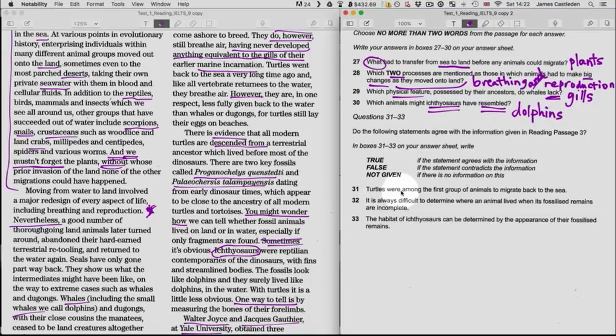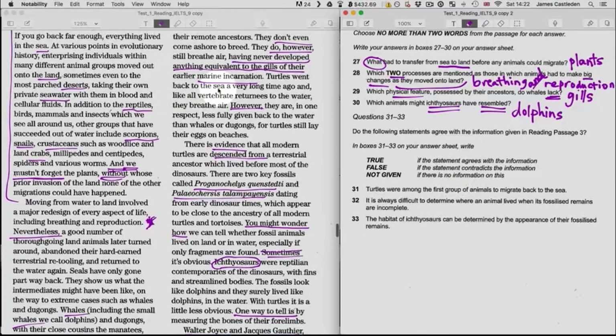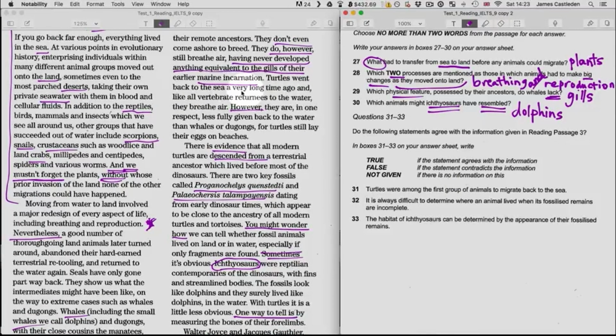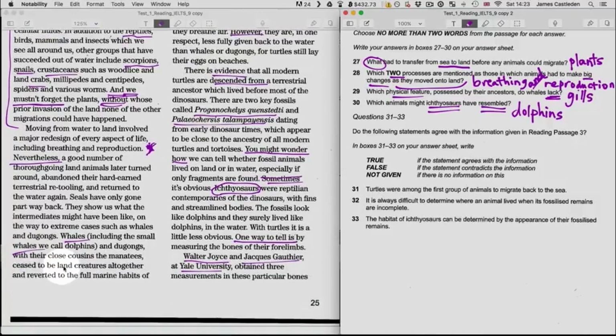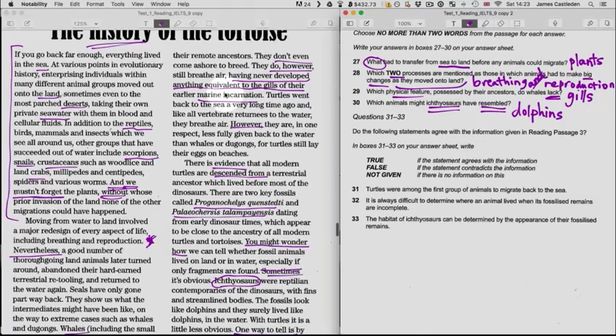Okay, good. Turtles were among the first group of animals to migrate back to the sea. Turtles went back to the sea a very long time ago. And they breathe air, however they are a long time ago. We're among the first group. We don't know. Very long time ago. Oh, that's tricky, this one. The first group of mammals to migrate back to the sea. We don't know. Could have been whales. This is not given. Because maybe whales were before them.